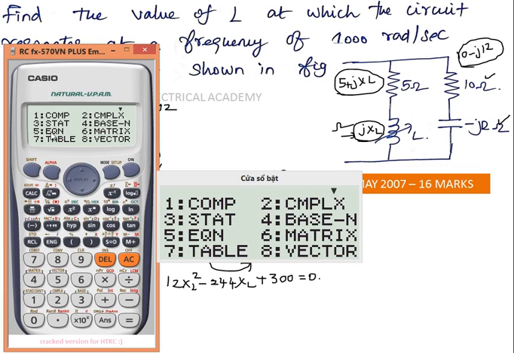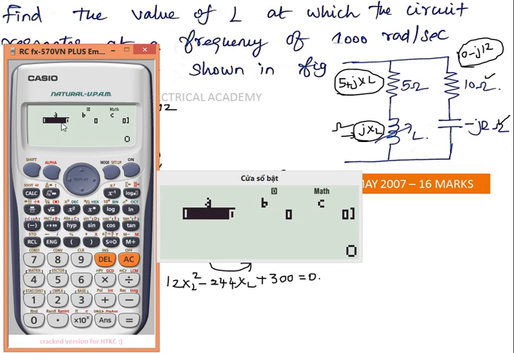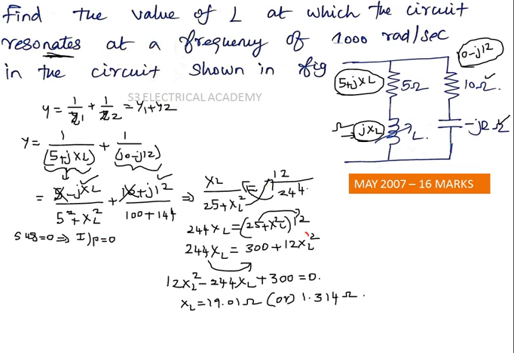Using the equation-solving mode on the calculator, with the form aX squared plus bX plus c, what is the value of a? 12. What is the value of b? Minus 244. What is the value of c? 300. Now the roots are 19.01 as well as 1.314. So the roots are 19.01 or 1.314.